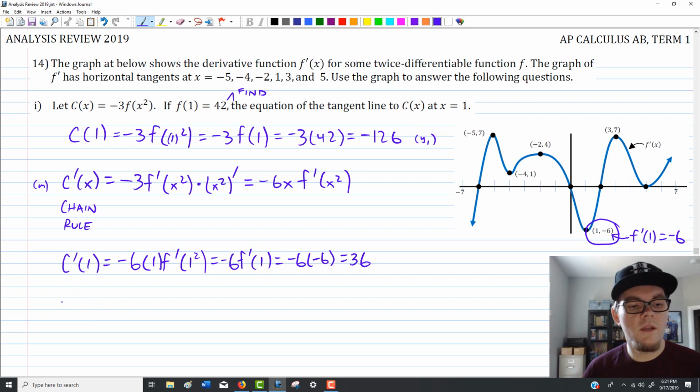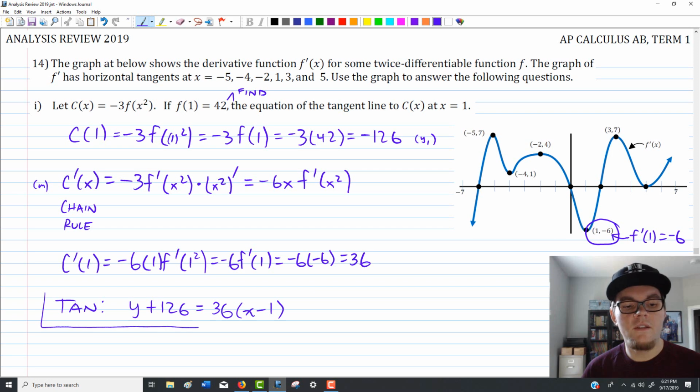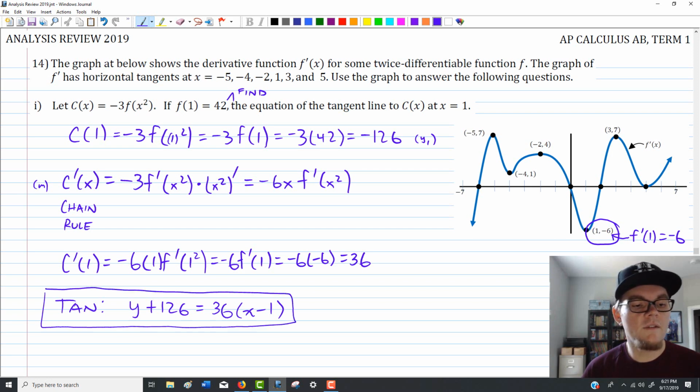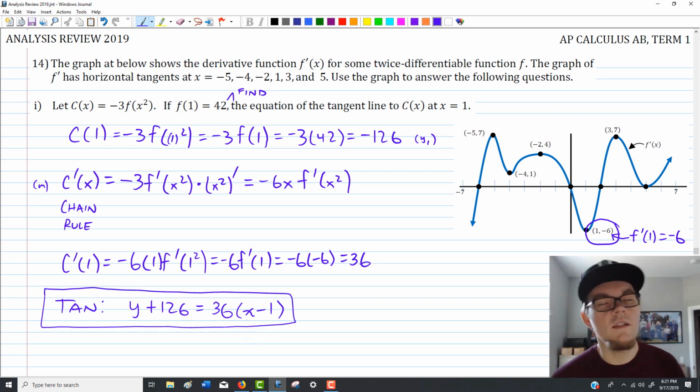Pulling all this stuff together, we can write our tangent line equation. This will be y minus a negative 126 equals 36 times x minus 1. And that is the tangent line to the graph of c of x, which required the chain rule, hence the c. See how I write things?